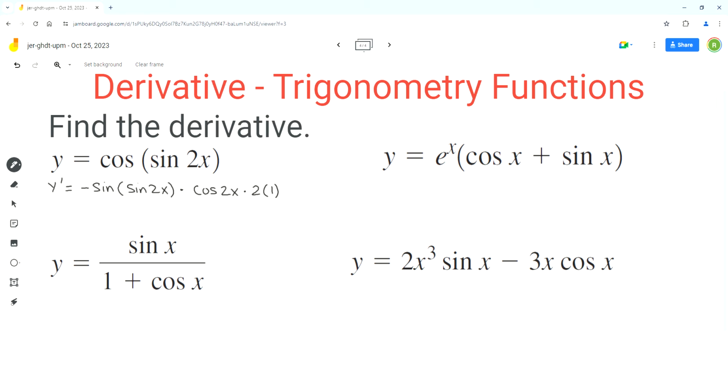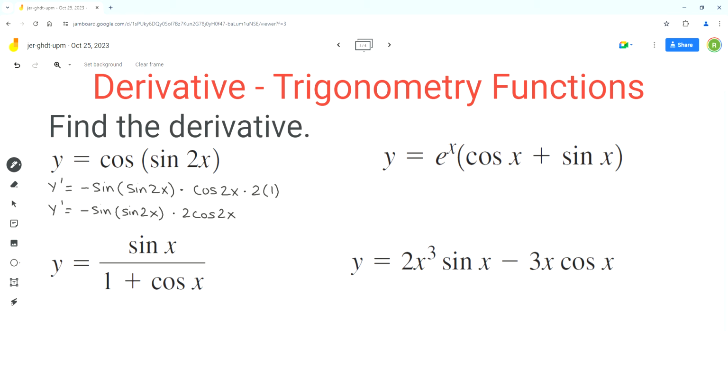Now we can simplify this expression. So 2 times 1 is equal to 2, and 2 times cos 2x will be equal to 2 cos 2x. So we can rewrite it as times. So this can be the final answer for the derivative of this first function.